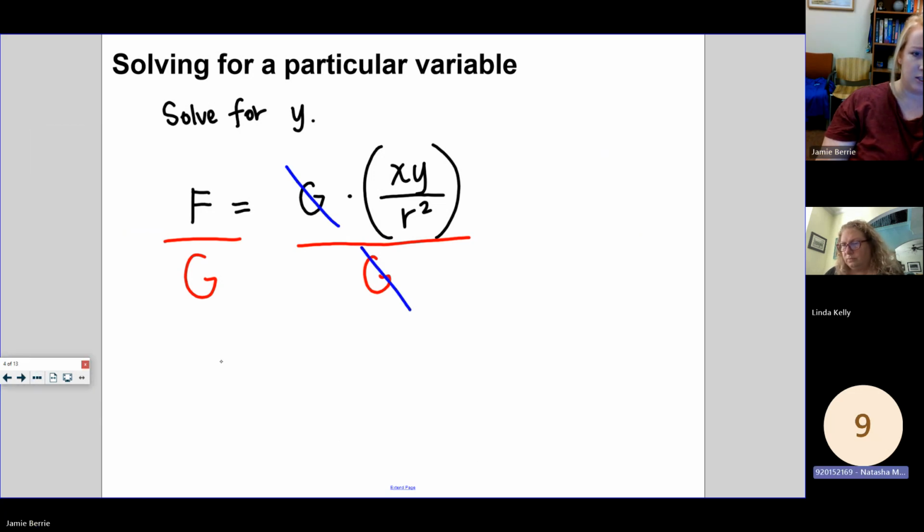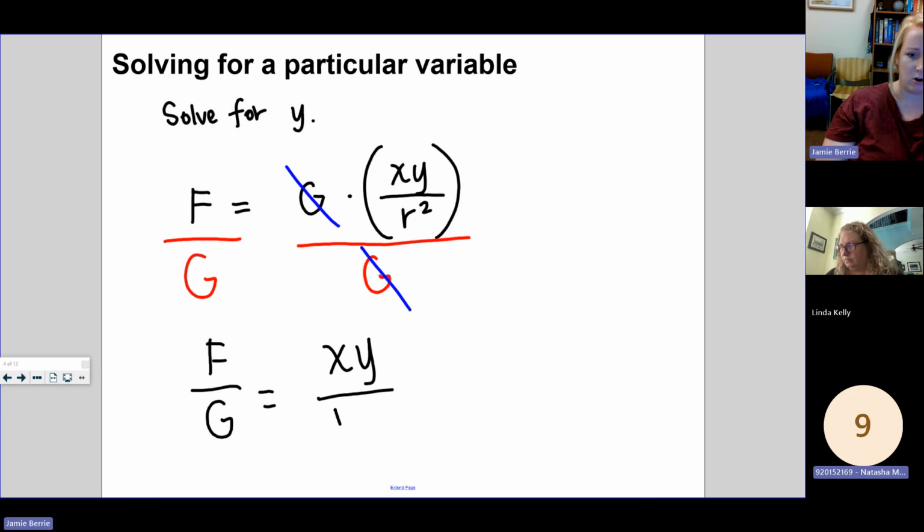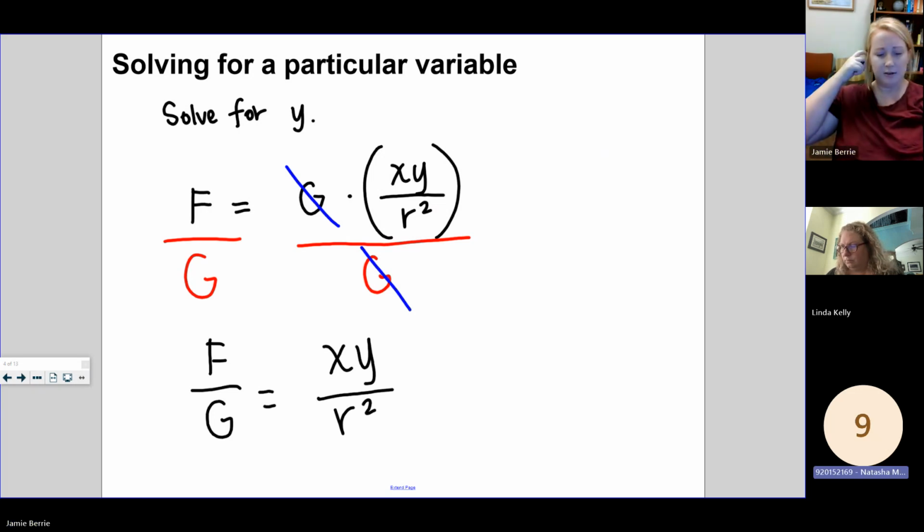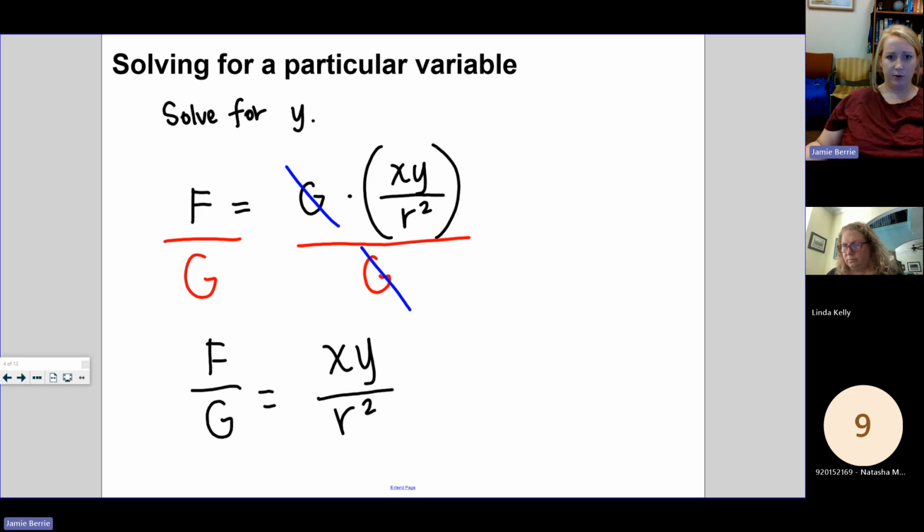Then you have F over G equals XY over R squared. All right, so we're a little bit closer. We've gotten rid of the G. Now we're just left with this fraction.